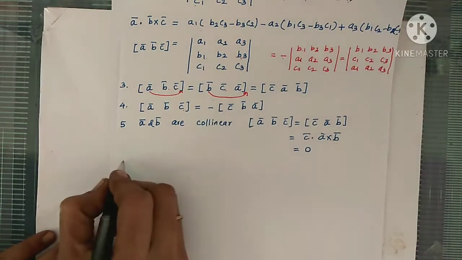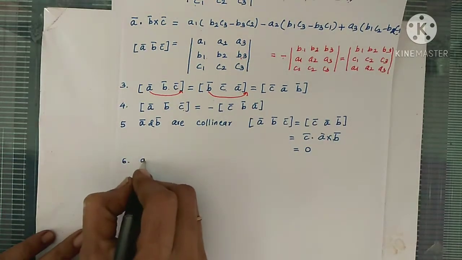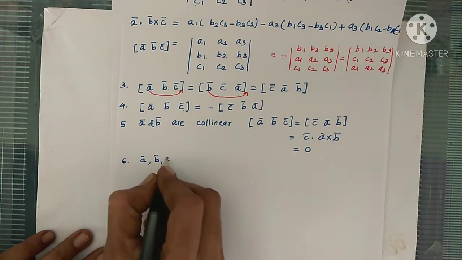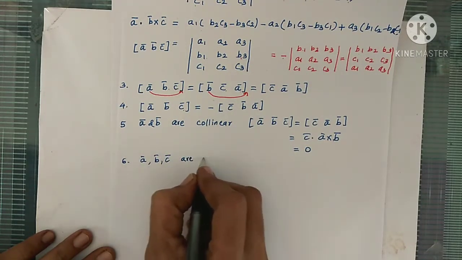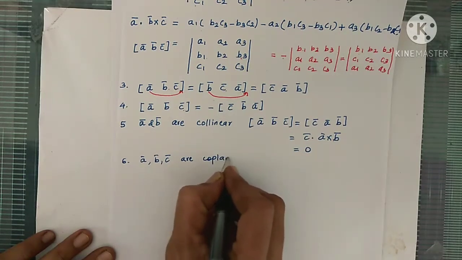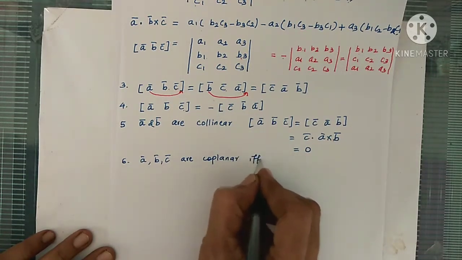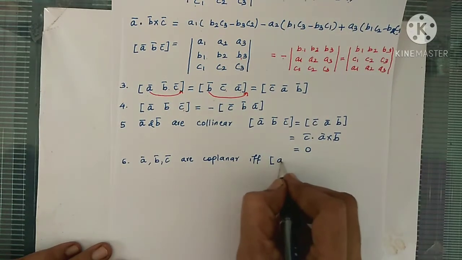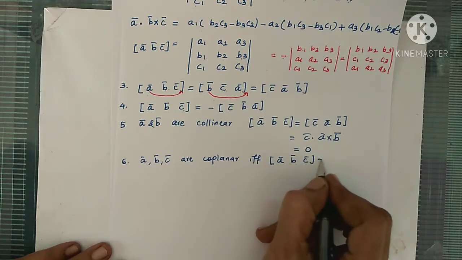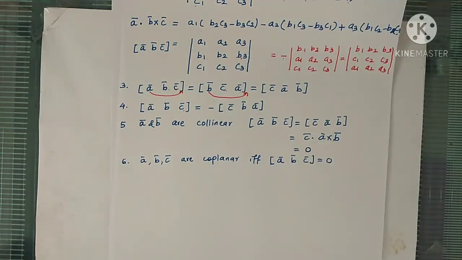Now the most important property of the scalar triple product is, if A bar, B bar, C bar are coplanar, then their scalar triple product is 0. And this is if and only if. That means if they are coplanar, then their scalar triple product is 0, and if the scalar triple product is 0, then the vectors are coplanar. The condition is that none of the vectors is a 0 vector. If one of the vectors is a 0 vector, then also the scalar triple product is 0. But here these three vectors are non-zero vectors, and they are coplanar if and only if their scalar triple product is 0.